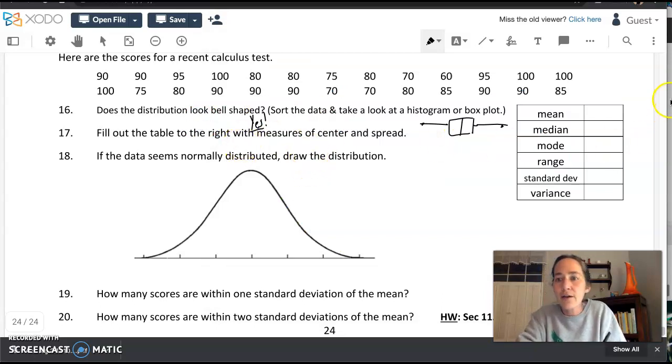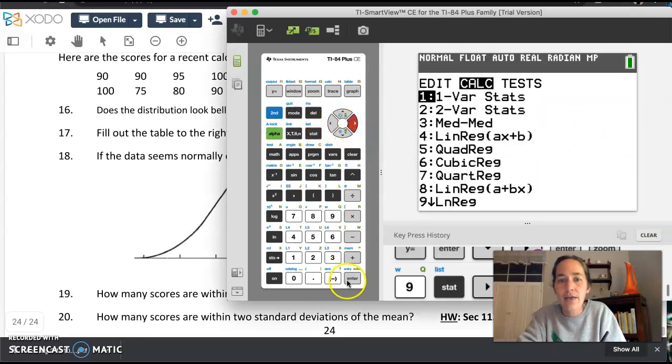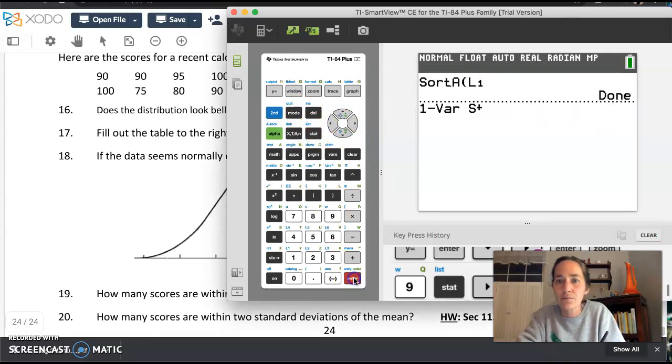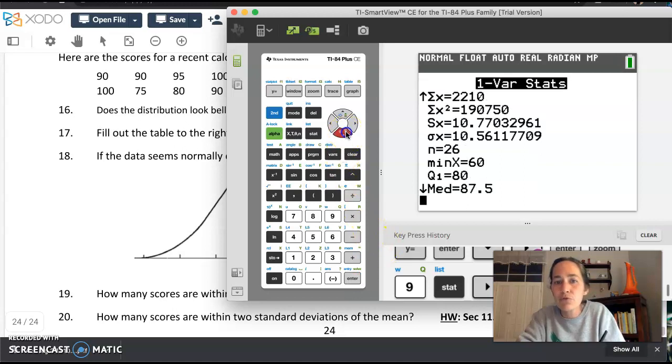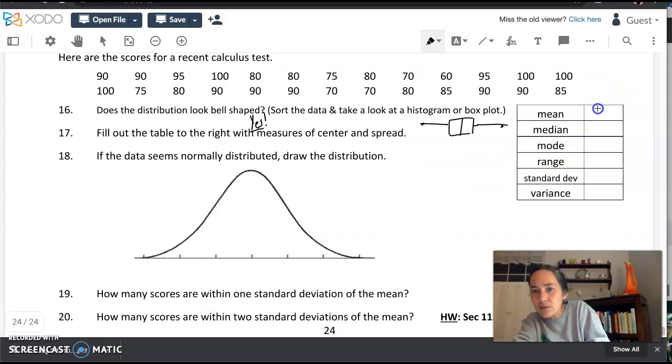Okay, so now I've got to fill out the table with the statistics. I can use stat, calc, and then one variable statistics for L1. Okay, and I'm going to scroll through this just to review and refresh some of my rounded measures of center and spread, and I'll copy them into the table here, okay? So the mean it gave me was 85, the average grade. Pretty good for a test, an 85. Median, middle grade, was an 87.5, and the mode I had to count up while those values were in order, 7 grades of a 90. So there are my measures of center.